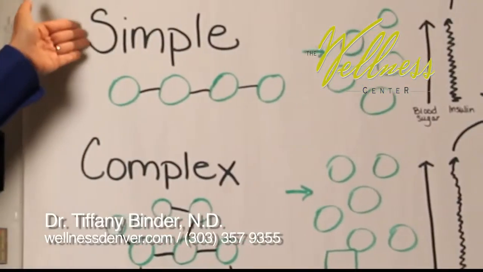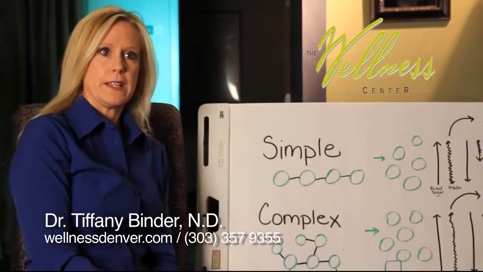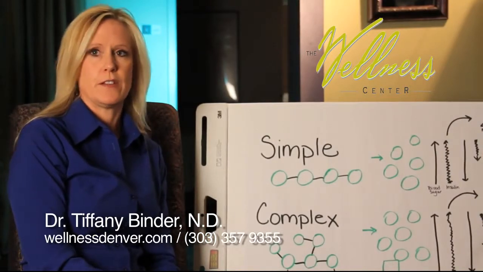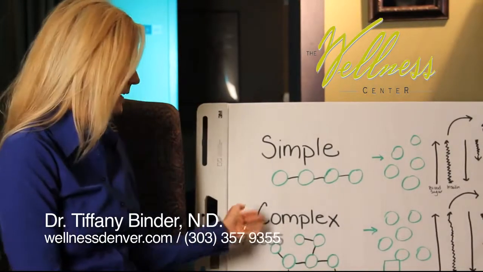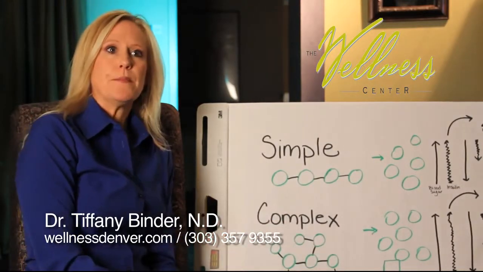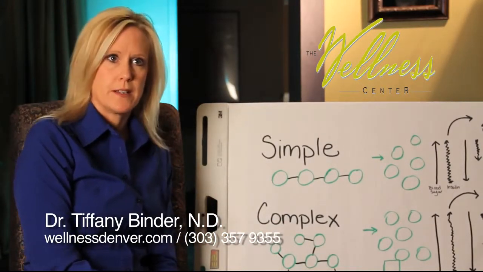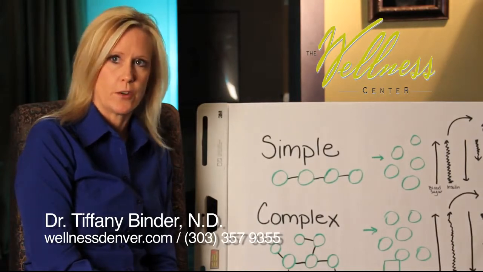Simple and complex. Simple is like white table sugar that's found in candy and cake and soda, those kinds of things. Complex carbohydrates are known as potatoes, pasta, breads, cereals, and grains.